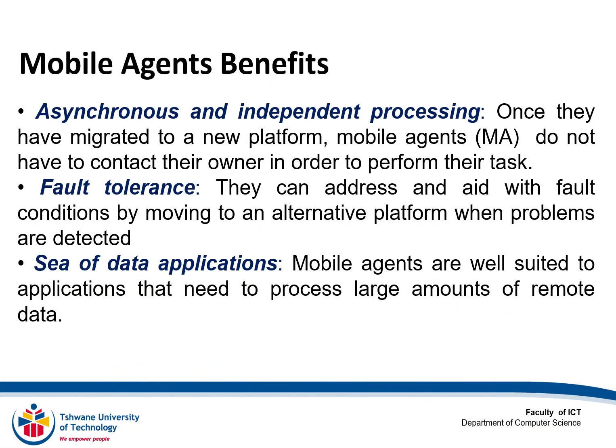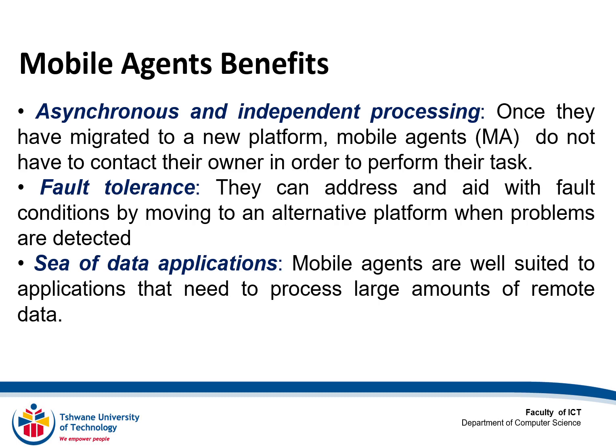All right. So, what are some of the benefits of mobile agents? Asynchronous and independent processes is one of those, because once they've migrated to a new platform, mobile agents do not have to contact their owner in order to perform a task, because they have that sense of autonomy. They can just do what they are made to do even in a new environment. They're fault tolerant, meaning they can address fault conditions by moving to an alternative platform when there are issues with the current platform where they find themselves. To be able to move to an alternative platform speaks to mobility, which gives them that fault tolerant capability.